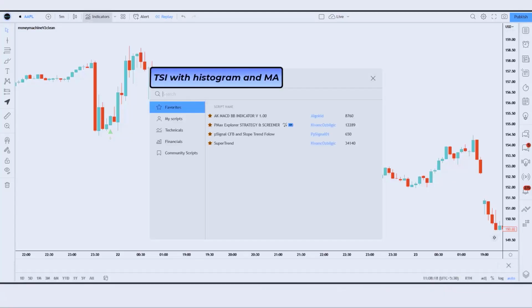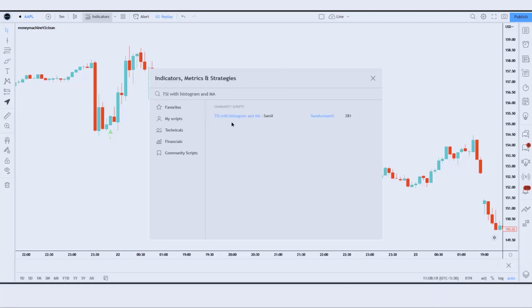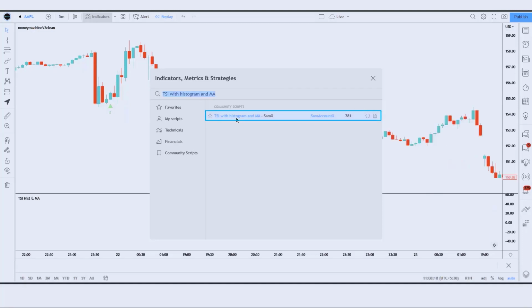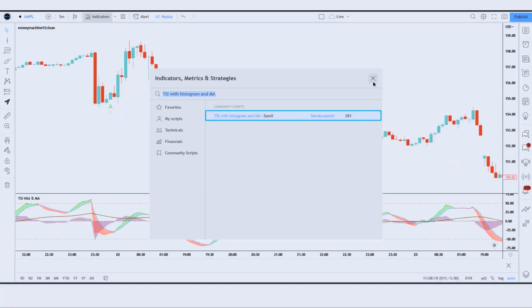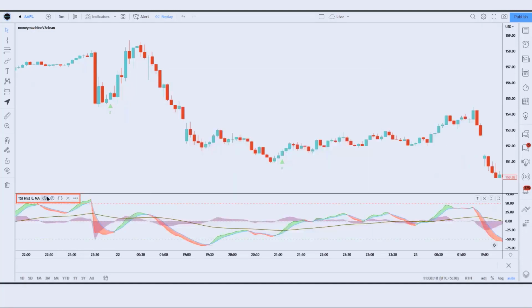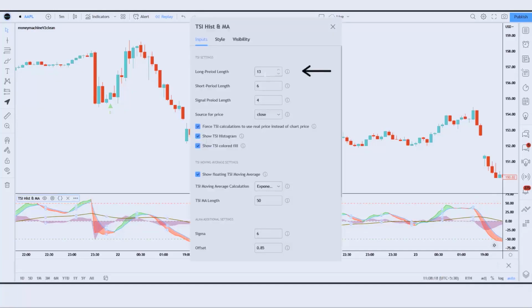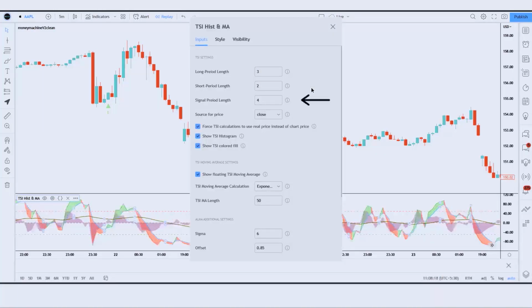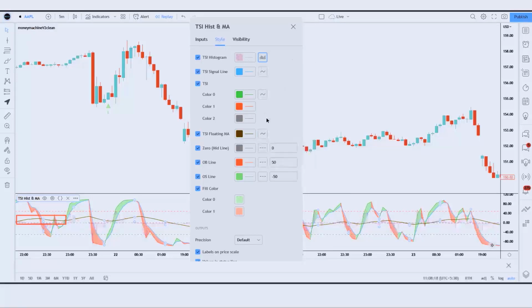We will search TSI with histogram and MA in the search box of TradingView. After that we have to click on the TSI with histogram and MA option, in which we have to change some settings. We have to keep long period length as 3, short period length as 2, signal period length as 3, source for price HLC3. Convert area to a histogram, the thickness has to be increased.